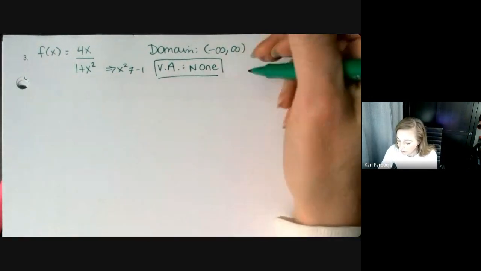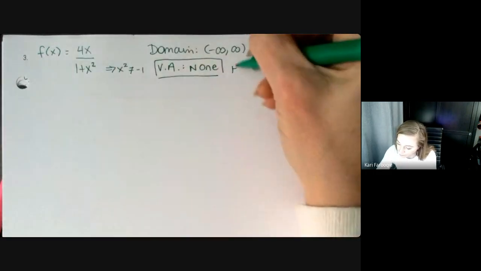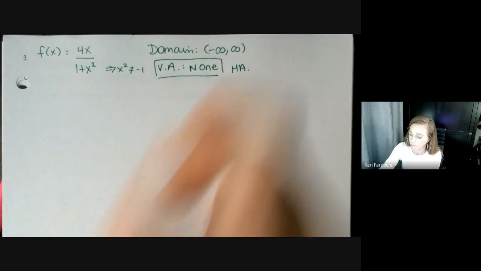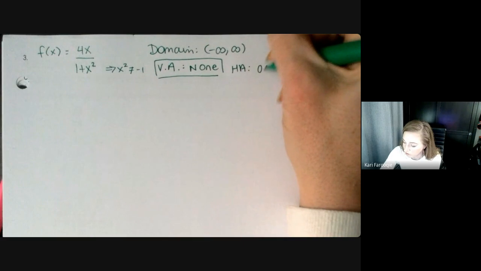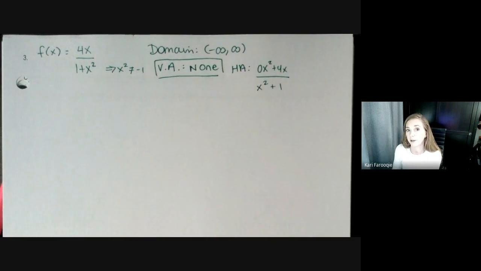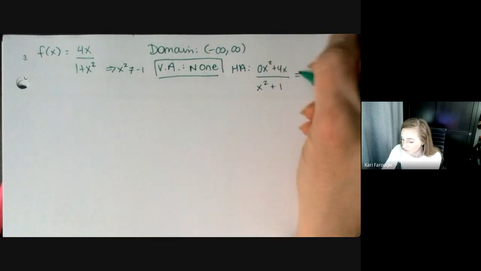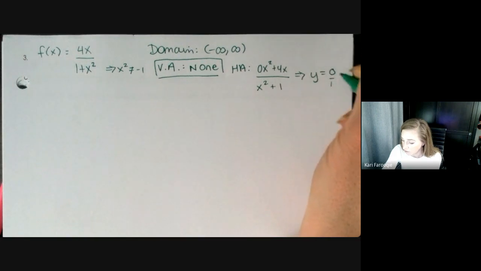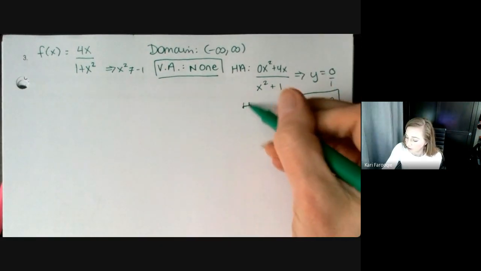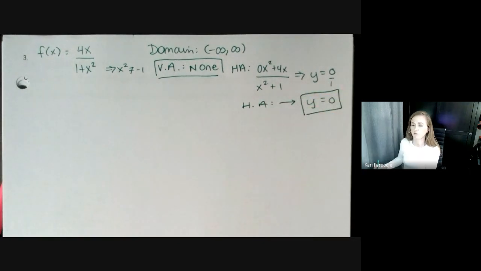For your horizontal asymptotes, the degree in the numerator is less than the degree in the denominator. If you would like, you can use my little trick, and you can say 0x squared plus 4x divided by x squared plus 1. Well, now the degrees are the same, and you can conclude that the horizontal asymptote is the ratio of the lead coefficients, which is y equals 0. Okay, so this is your horizontal asymptote. I was going to say something else about it, maybe spell it out. I'm not sure. But the horizontal asymptote is y equals 0.